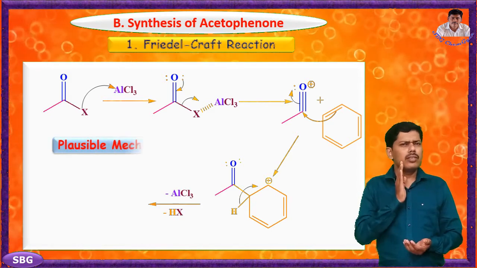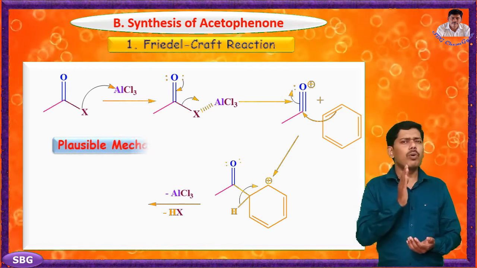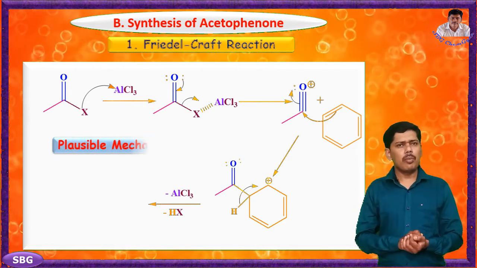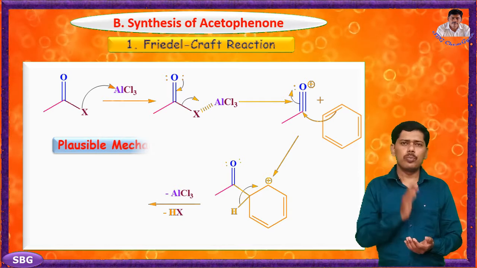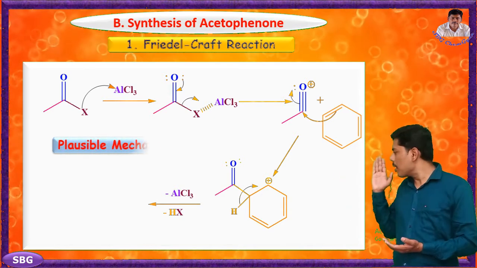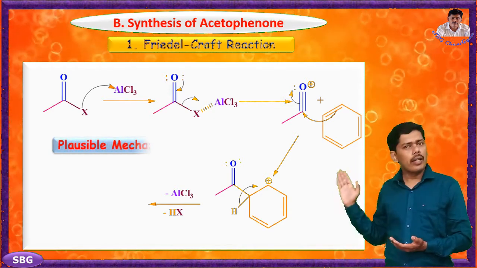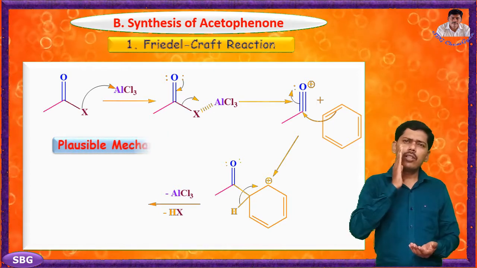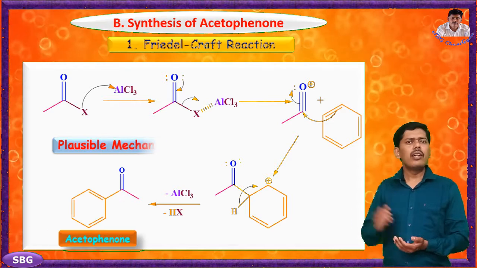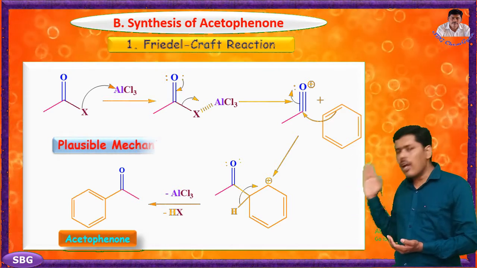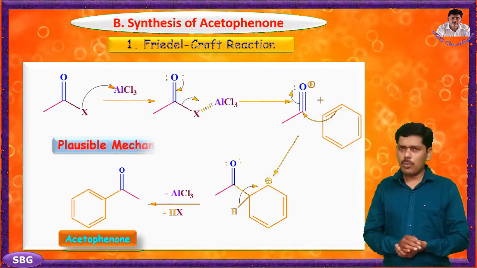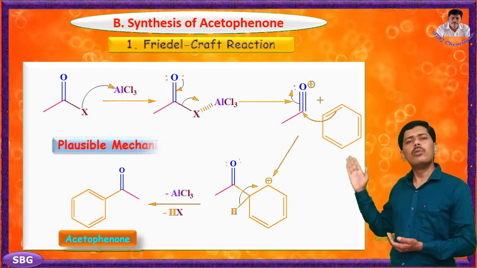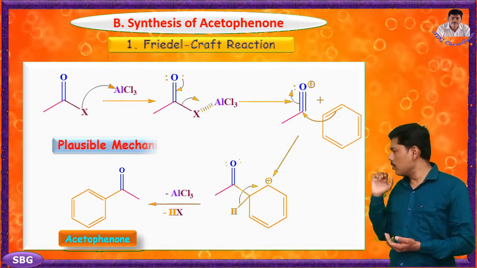In the last step, removal of a proton from the sp3 carbon containing the acyl group reforms the carbon-carbon double bond and the aromatic system of benzene, generating HCl and regenerating aluminum chloride. This forms our target molecule, that is acetophenone.